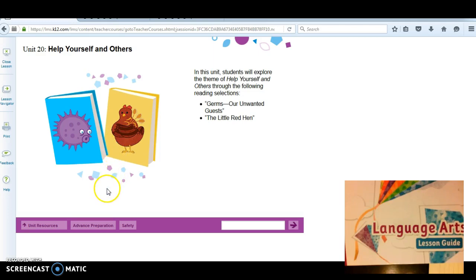Once again, I am in Unit 20 in Literature and Comprehension, which is entitled Help Yourself and Others. In this unit, students will explore the theme of Help Yourself and Others through the following reading selections. Lessons 1, 2, and 3 will be based on an article entitled Germs, Our Unwanted Guests. Lessons 4 and 5 will be based on the storybook The Little Red Hen.